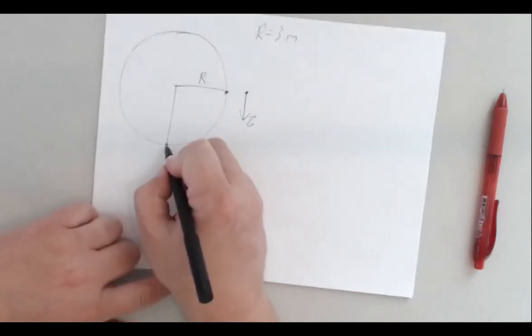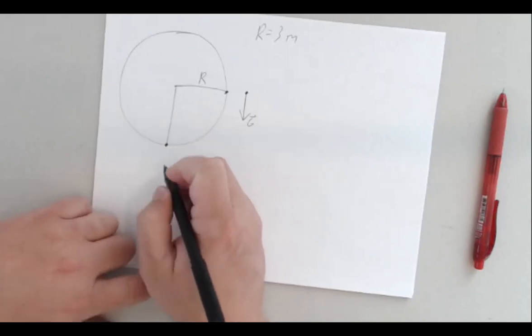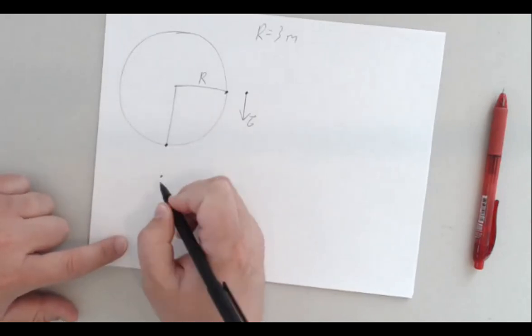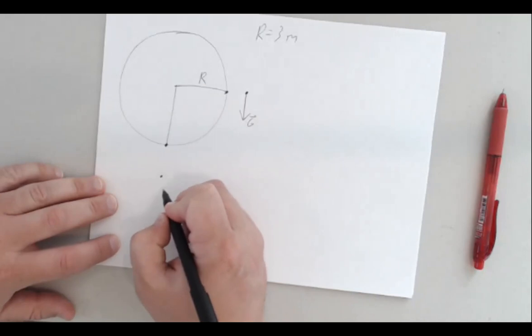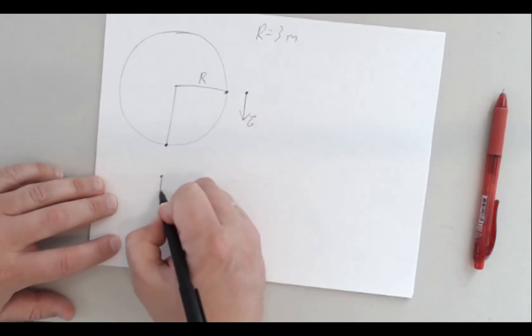Okay, what does the free body diagram look like at the bottom? Well, it's still got gravity, right?